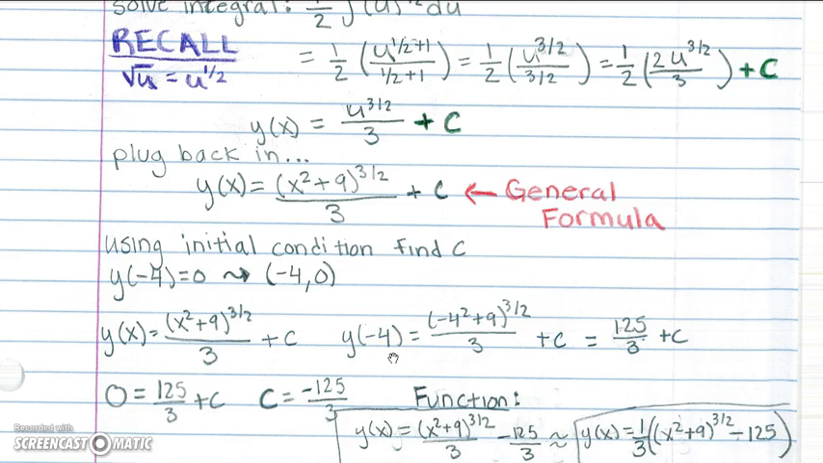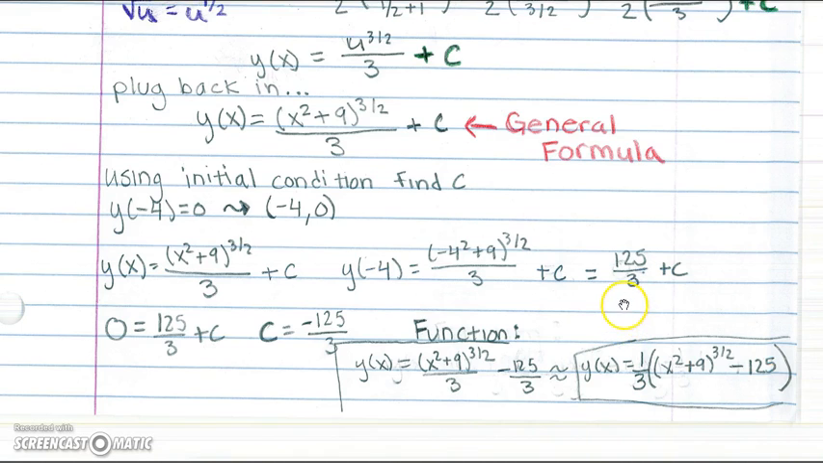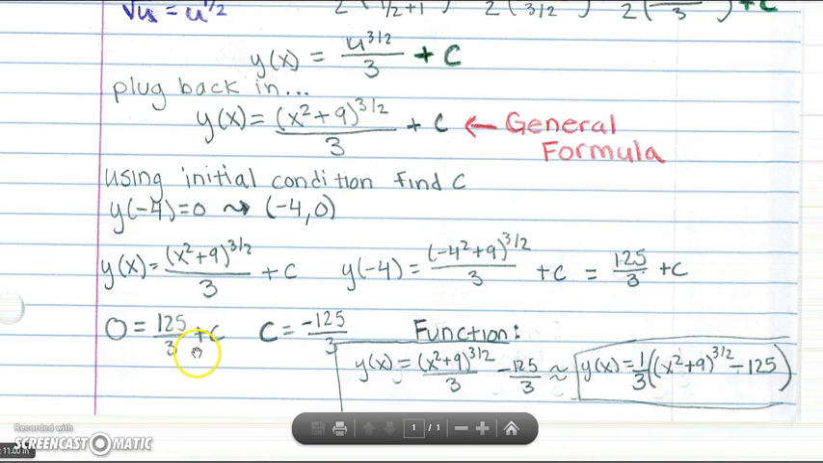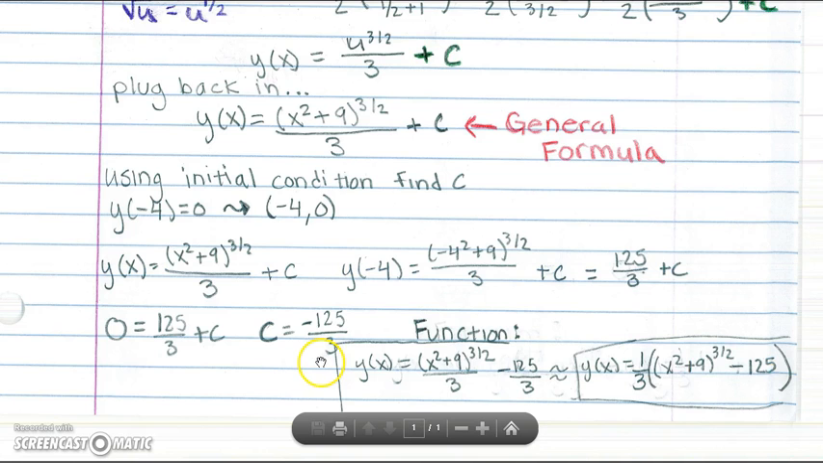So you have y of -4 equals -4 squared plus 9 to the 3/2, that quantity there, divided by 3 plus c. When you put that into your calculator and solve that, you end up getting 125 over 3 plus c. So what you're going to do next is plug your y value in. So you have y equals 0. So you have 0 equals 125 over 3 plus c, which then you subtract the 125 over 3 from both sides, and you end up getting c equals -125 over 3.